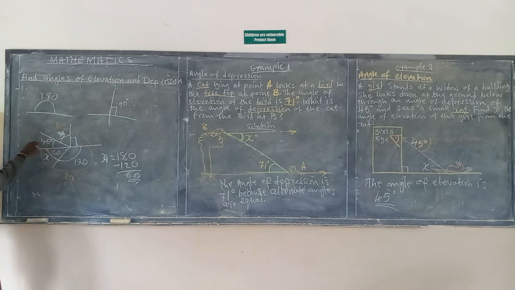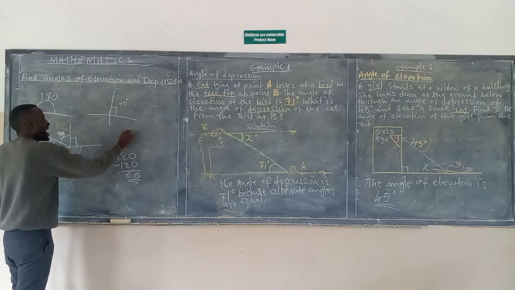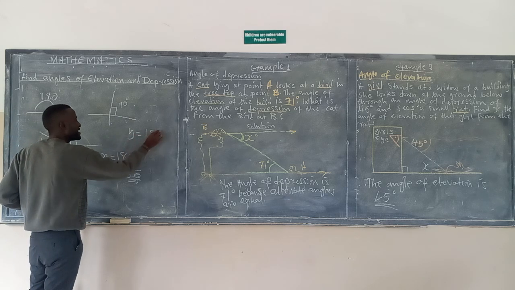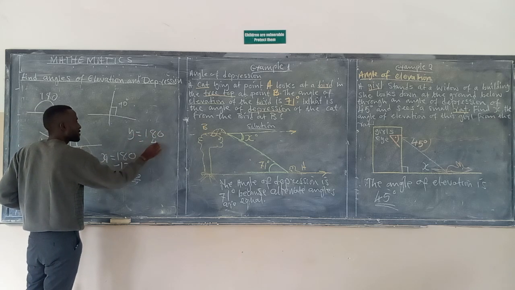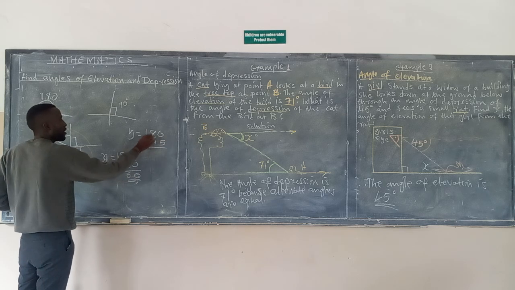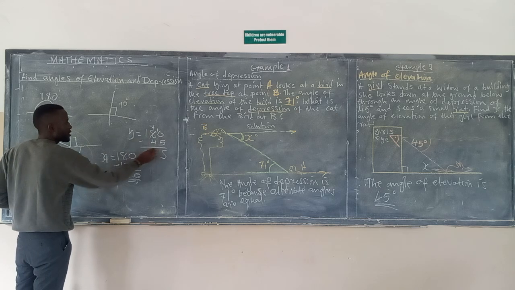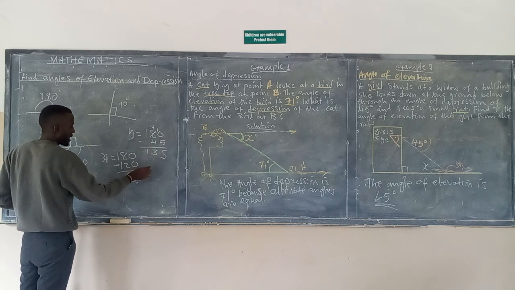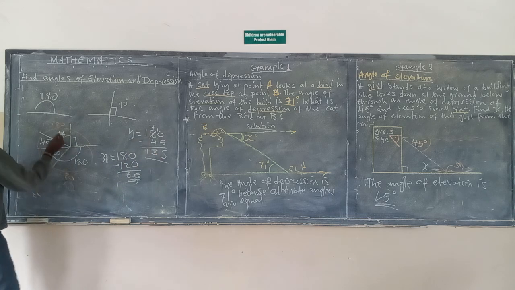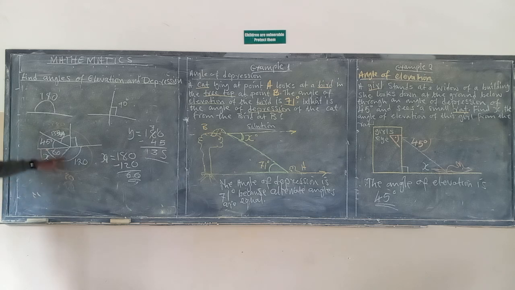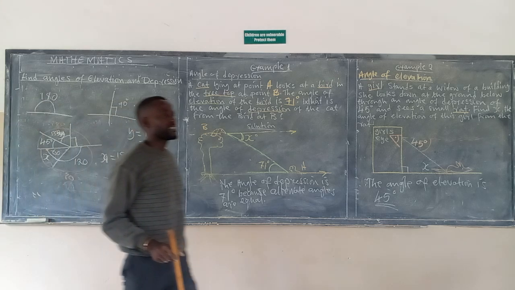What about my value of y? You do the same. y is equal to 180 minus 45, and your answer is 135. So this angle which is here is 135 degrees. So this is how you work out the question in this scenario. Okay, hopefully I've made this clear.